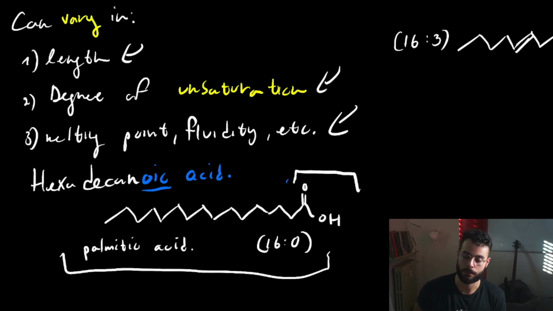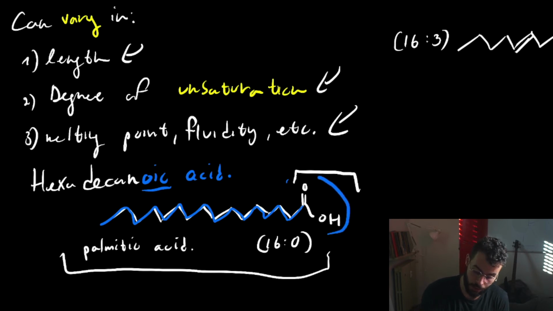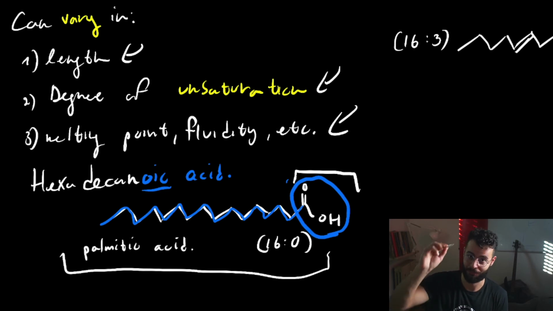Let's take a moment and actually understand the significance of the name. So hexadecane is the hydrocarbon part. Oic is also the hydrocarbon part. It's very important to remember. Oic is for the fat part itself. Acid, on the other hand, is for the carboxylic acid functional group that you are going to see in all fatty acids, because fatty acids are defined by a hydrocarbon connected to a carboxylic acid group.